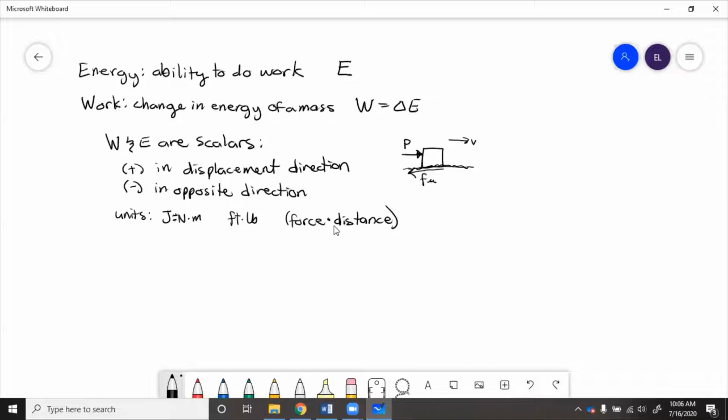And there are different types of energy. So actually here, you can see work is the integral of the force dotted with the distance. The dot product of two vectors is a scalar. So that's how come work can be a scalar.